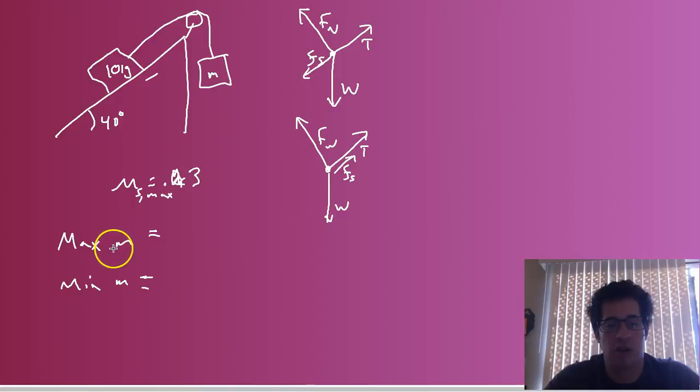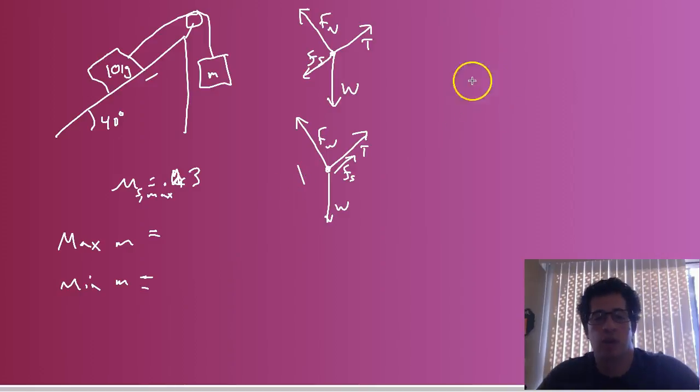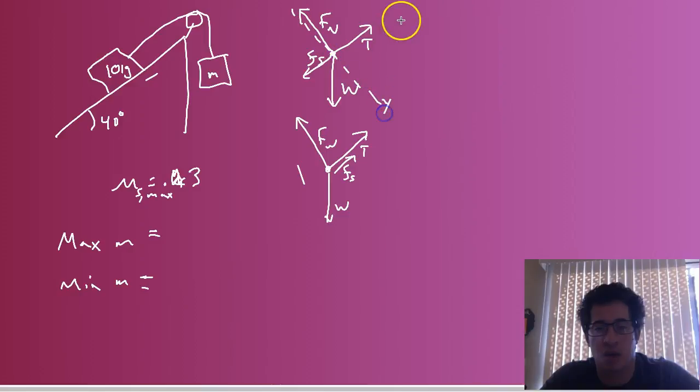So to find the maximum M before it starts to slide, we would use this right here, and to find the minimum M, we would use this right here. So we'll set up equations. Let's do net force for y first, so that we can get that taken care of. So y direction, x direction.